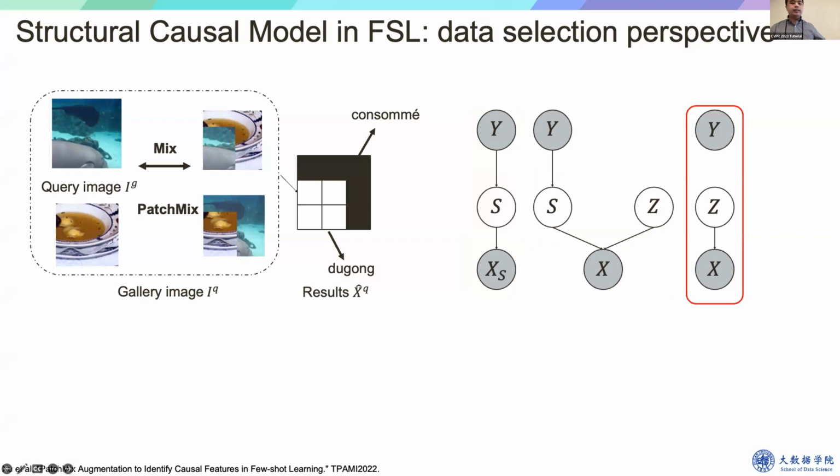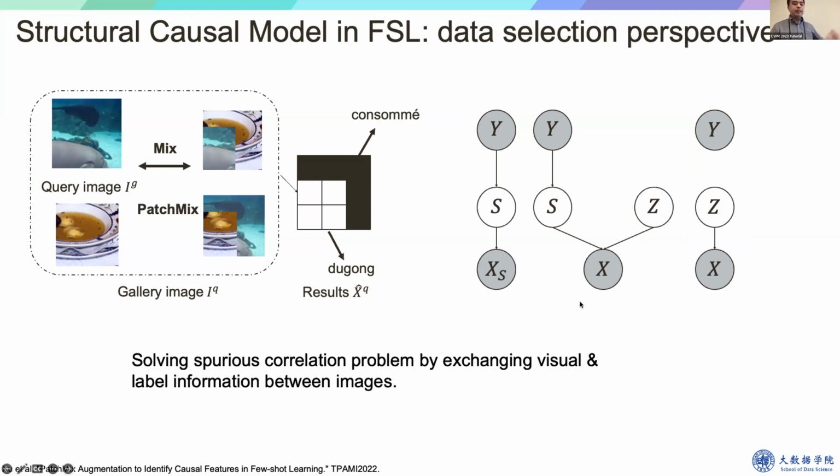For the last case, the causal features are completely removed. The patterns of original non-causal features are broken and randomly replaced by others, making the correlation between the non-causal features and Y no longer exist. So in all these cases, we can solve the spurious correlations problem by exchanging visual and label information between images.